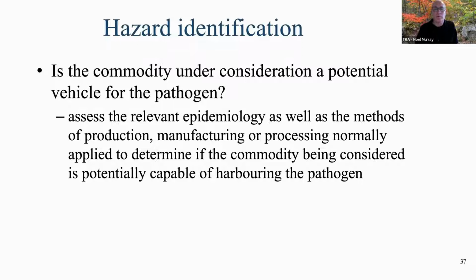So, hazard identification. So the question we can ask ourselves, is the commodity under consideration a potential vehicle for the pathogen? Is it likely to contain or be contaminated with the pathogen of interest? So this is where we would need to assess the relevant epidemiology as well as the methods of production, manufacturing, and processing that are normally applied to determine if that commodity is potentially capable of harboring the pathogen.